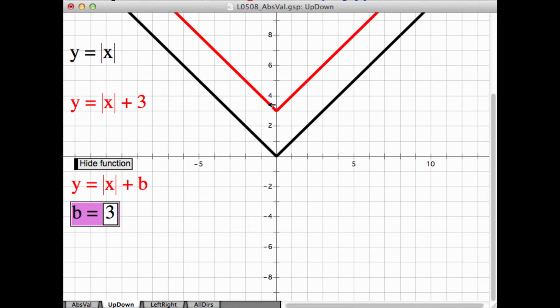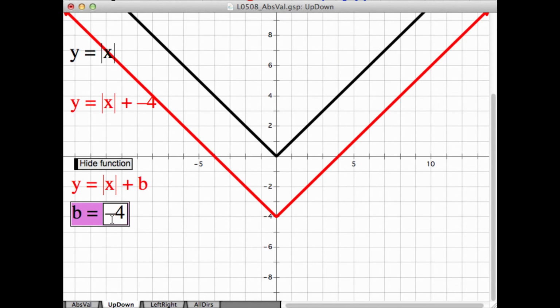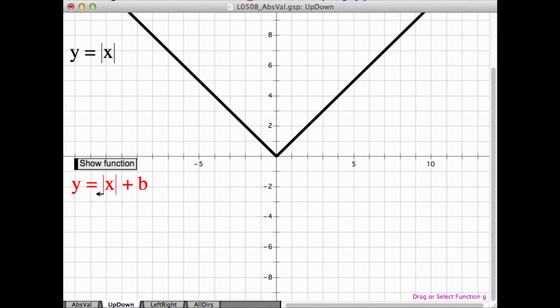And you'll see that it moved up yet one more unit. What if the function was y equals the absolute value of x minus 4? Well, then you'll see relative to the original one, it moved down. It was translated down. So what we see with this is when you have an absolute value function, y equals absolute value of x, and then add or subtract something outside of the absolute value, it translates the function up or down.